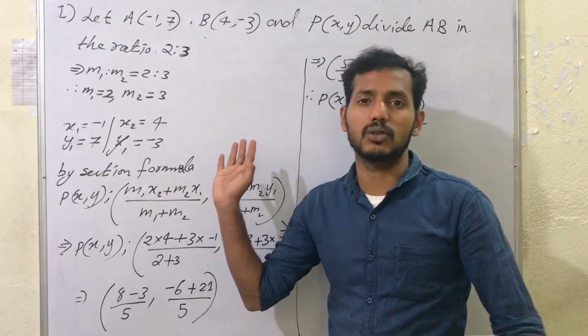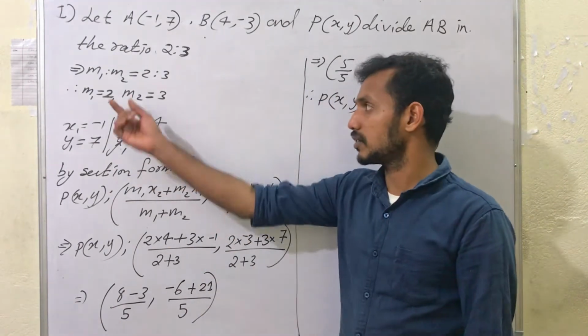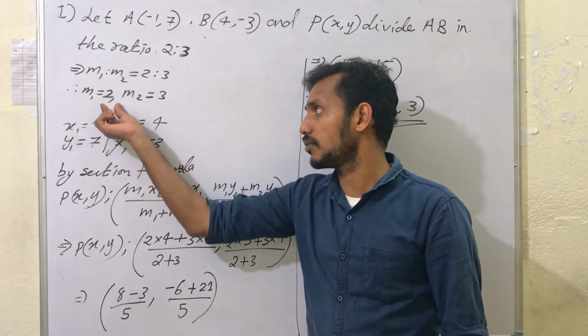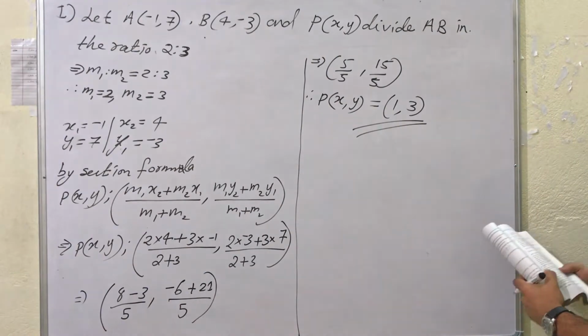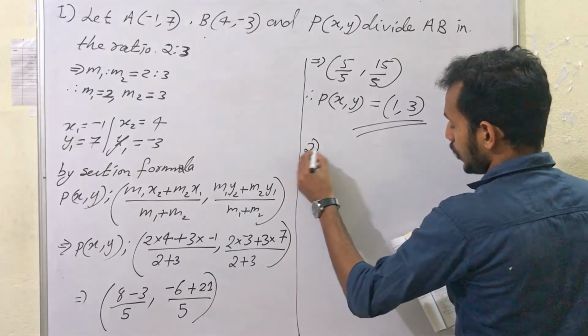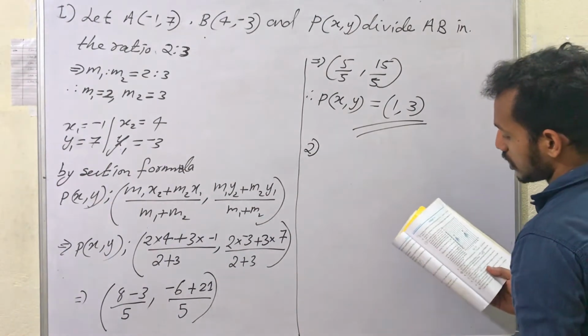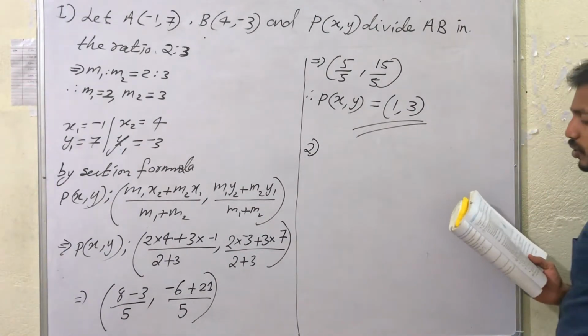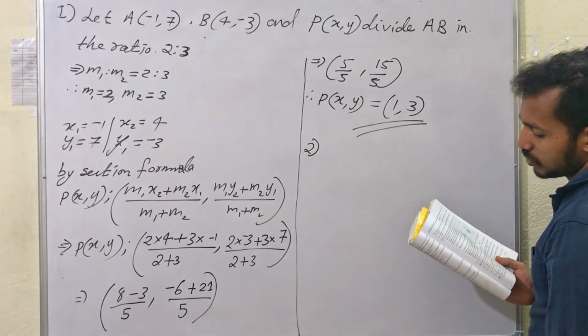So this is the coordinates of the point P. This is a very simple question based on the section formula. Clear? So after writing the ratio, just put the M1 value and M2 value so that you can easily solve the question. Second question is, find the coordinates of the points of trisection of the line segment joining 4 comma minus 1 and minus 2 comma minus 3.